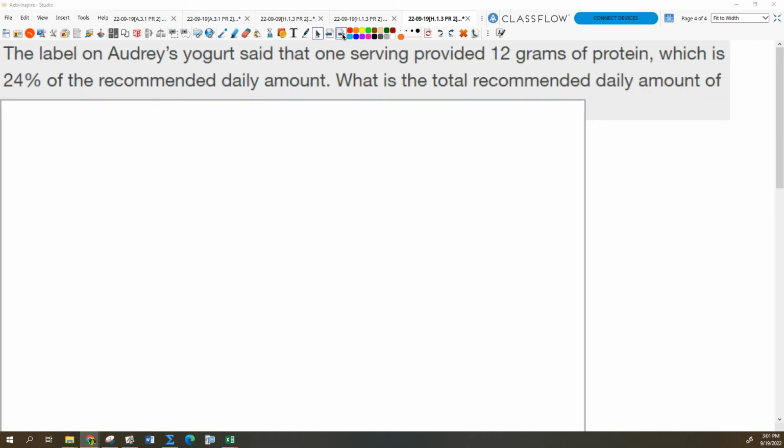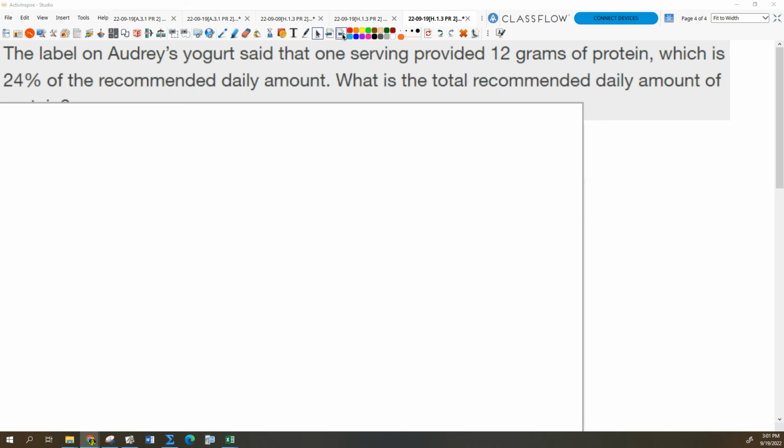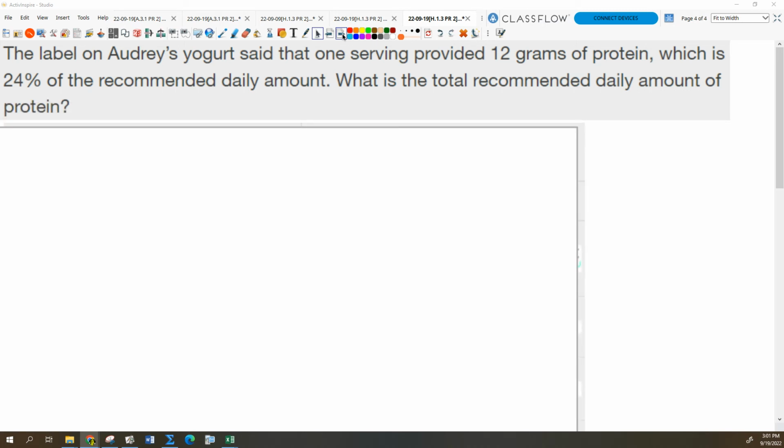I'm going to turn you loose to finish this assignment up. The label on Audrey's yogurt said that one serving provided 12 grams of protein, which is 24% of the recommended daily amount. What is the total recommended daily amount of protein? This asks a question. What is it we're trying to find? That would be our unknown. That's the only thing we don't know here.